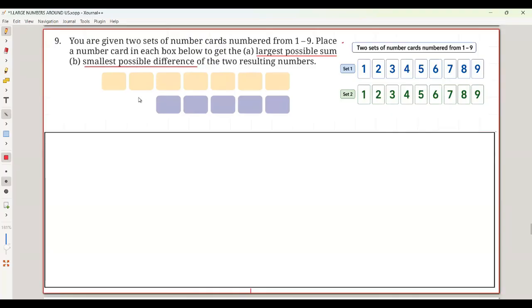So two cases, right? The condition is we can use the numbers 1 to 9 in two sets of cards. Here I have taken the picture. In set 1 we have 9 numbers, 1 to 9, and in set 2 we have 9 numbers. We are going to use these 9 plus 9, 18 numbers to fill the boxes to get the largest possible sum first. Sum is nothing but adding the two numbers, so you have to get the highest value.